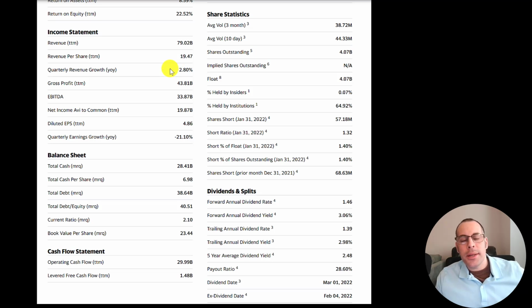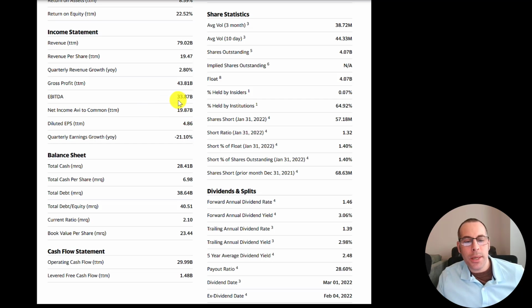You want to compare that to the quarterly revenue growth of companies in the same industry. Also, you can compare it to this company's quarterly revenue growth for the past 8 quarters. Gross profit of 44 billion. That's revenue minus cost of revenue. EBITDA is earnings before interest, taxes, depreciation, and amortization.